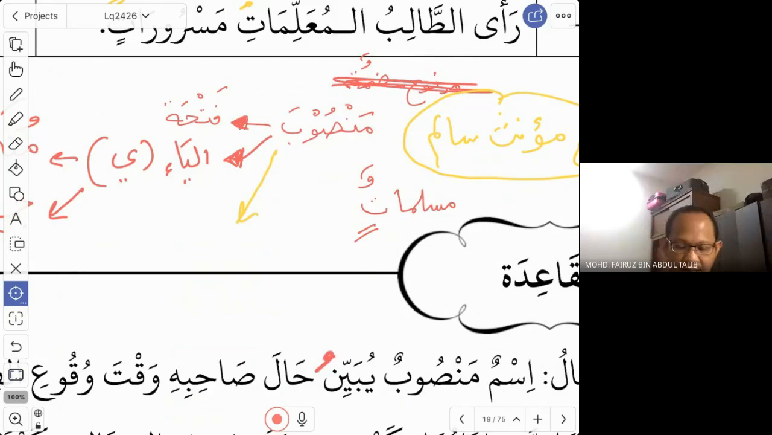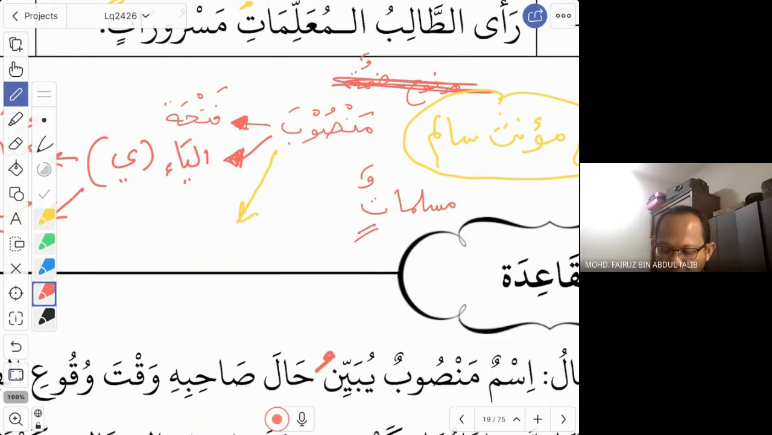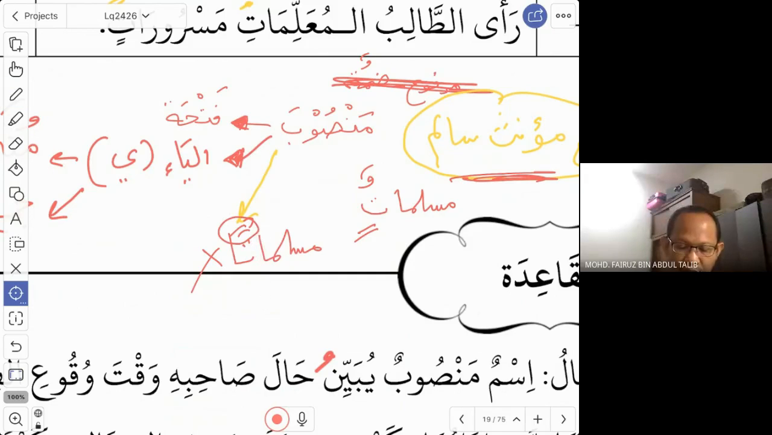You cannot have fathah. So you will never see them say muslimatan. No. This is not possible for jama' muannas salim. Okay. So since it is not possible to have fathah for jama' muannas salim, we go to the second one. Can we use ya instead of fathah? What do you think?